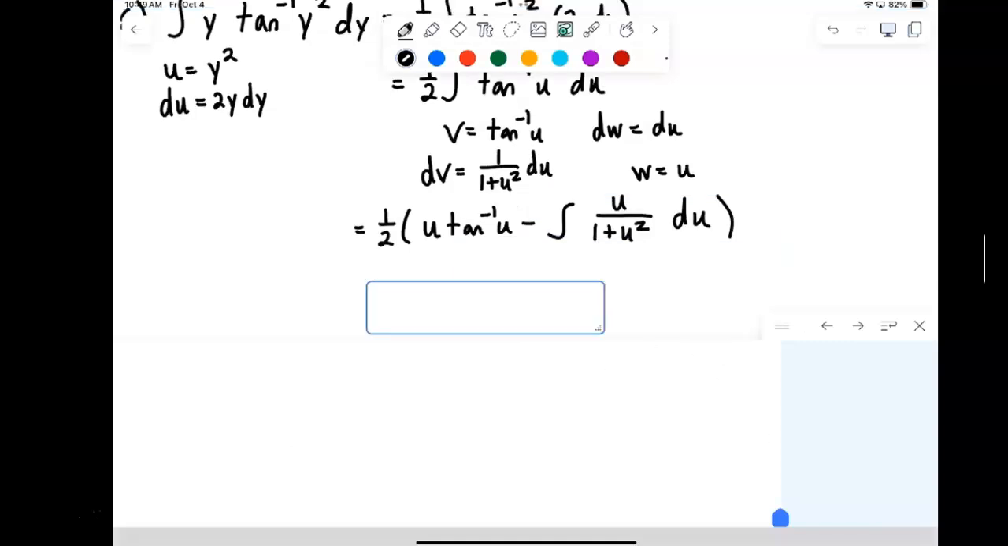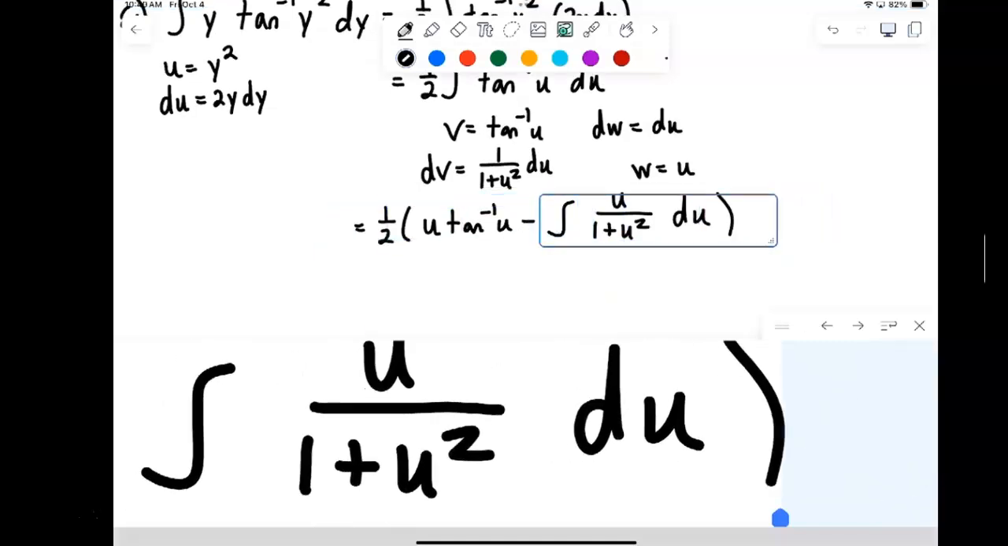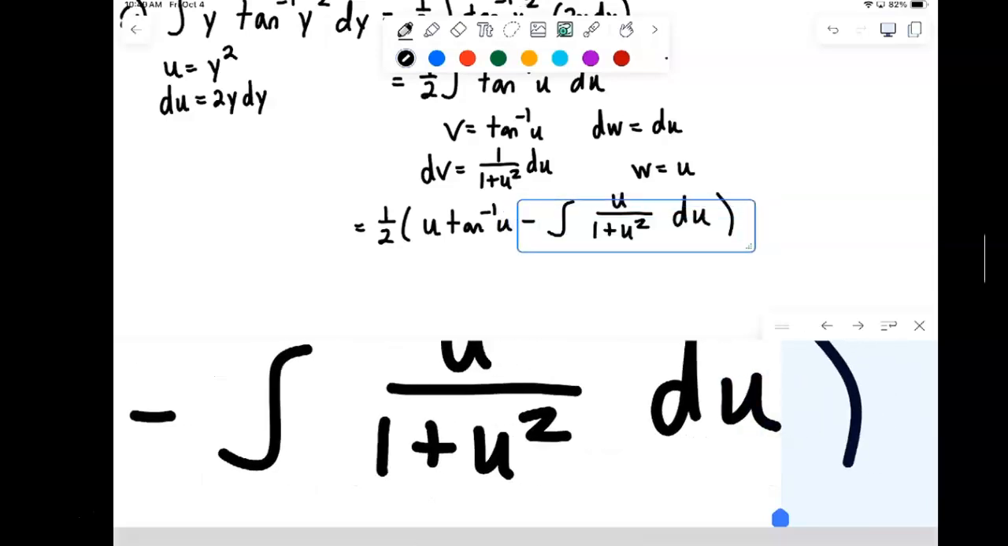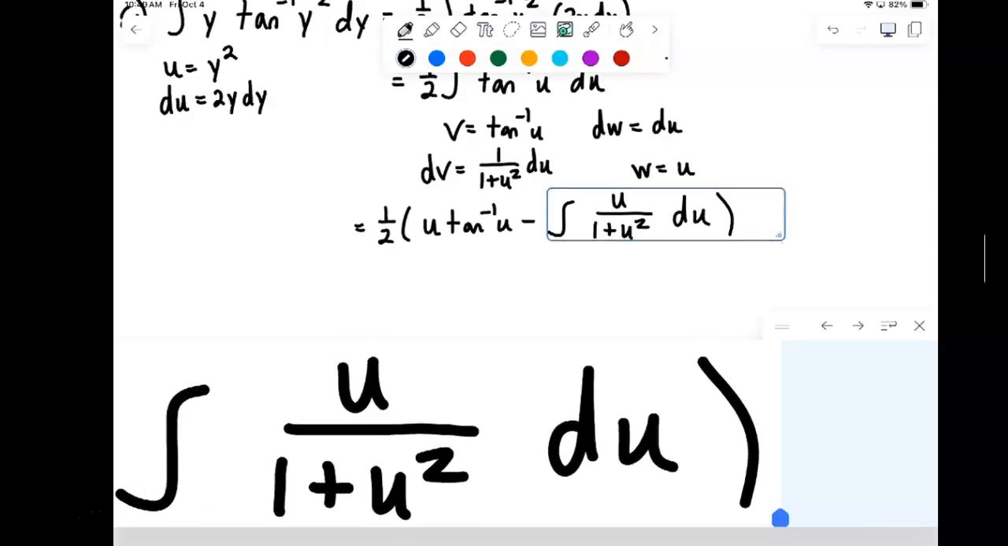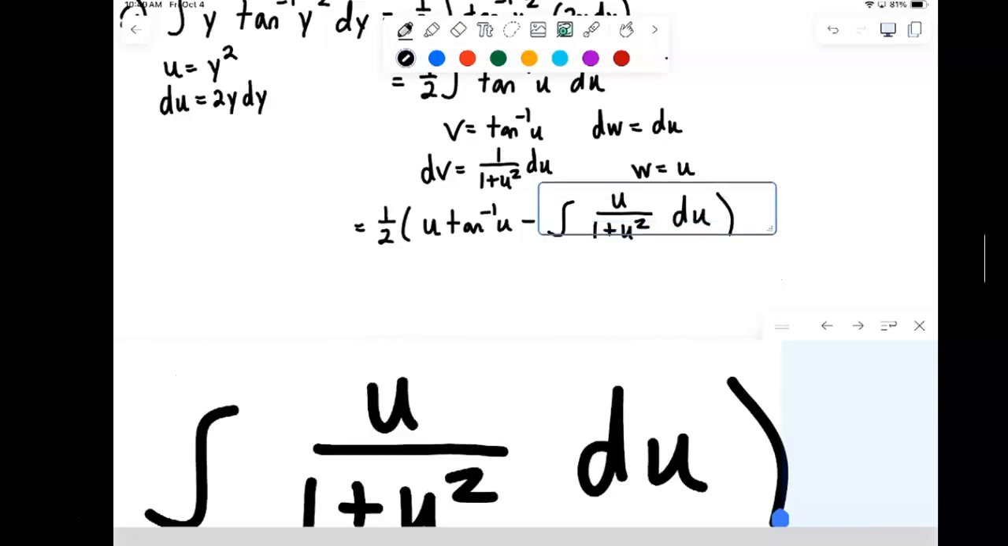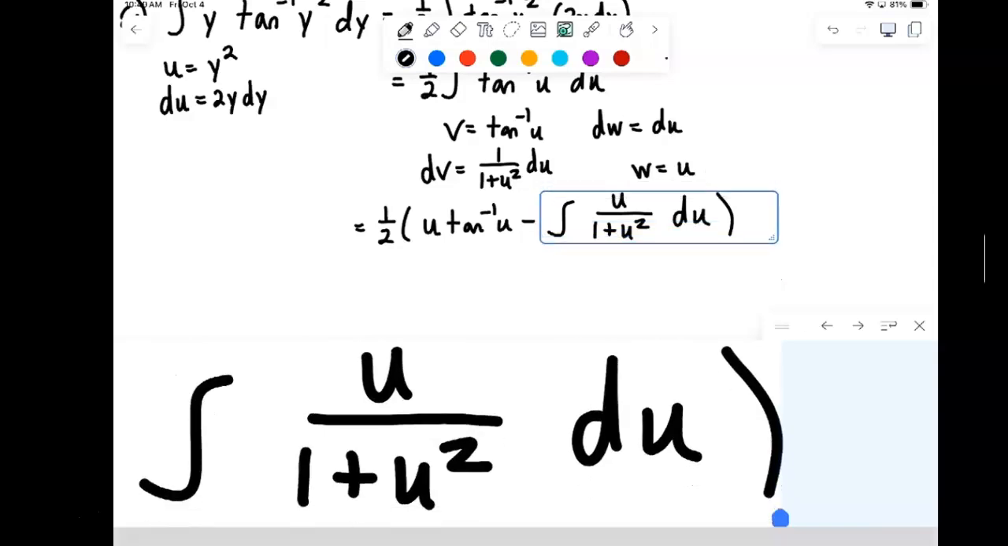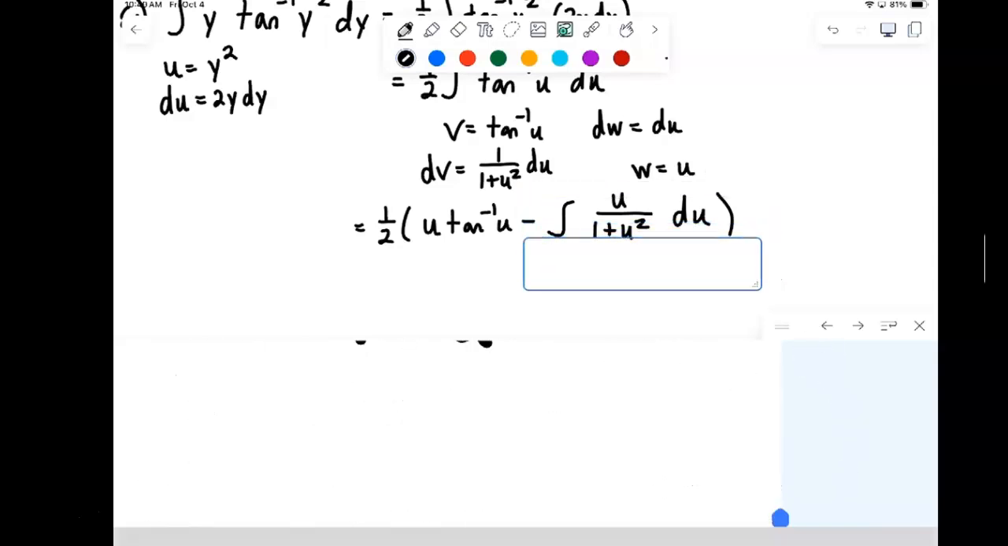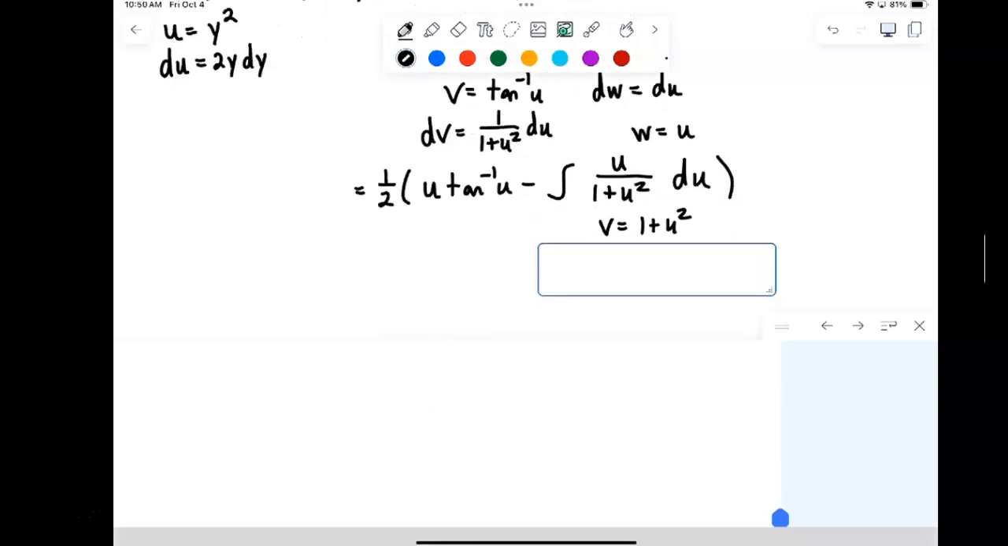Okay. So that's straightforward. What about this one here? Well, notice I have u over 1 plus u squared, and u is involved in the derivative of 1 plus u squared. So I can do a substitution step again. Here I'm just going to do it this way. Let v be 1 plus u squared, the denominator.